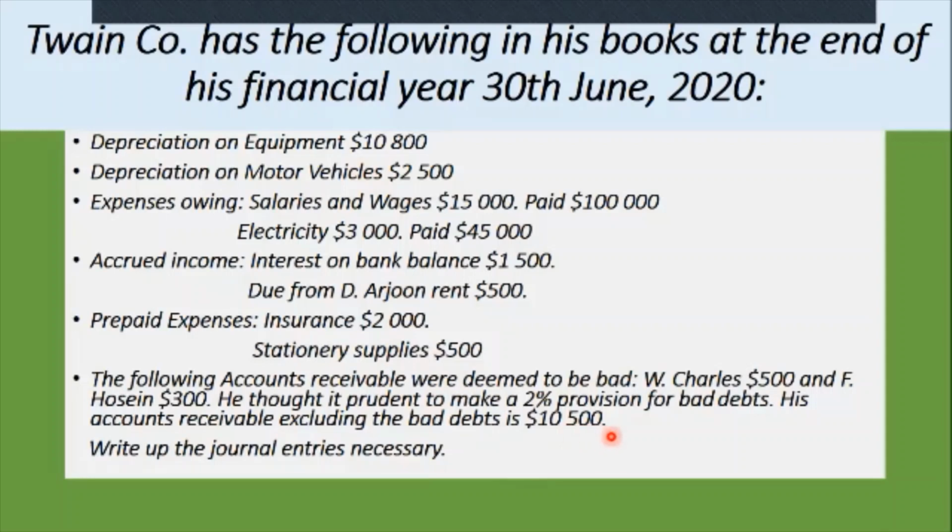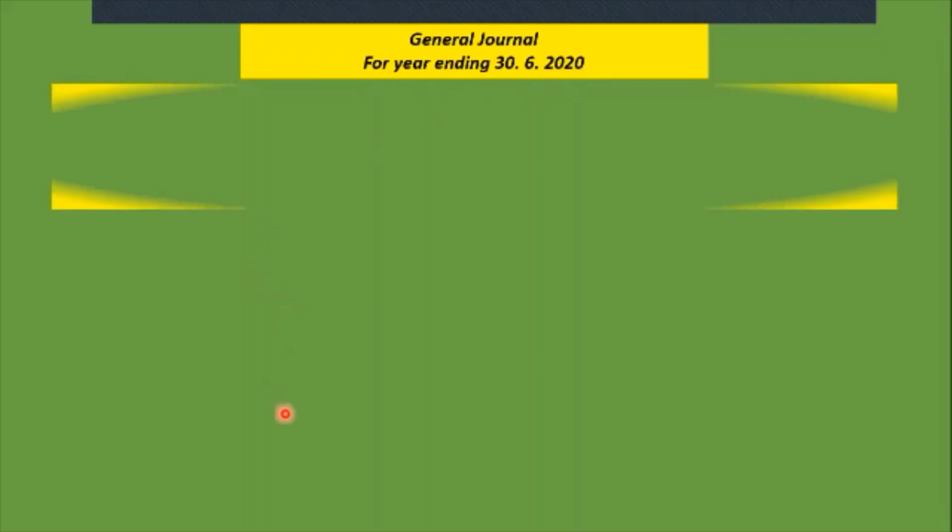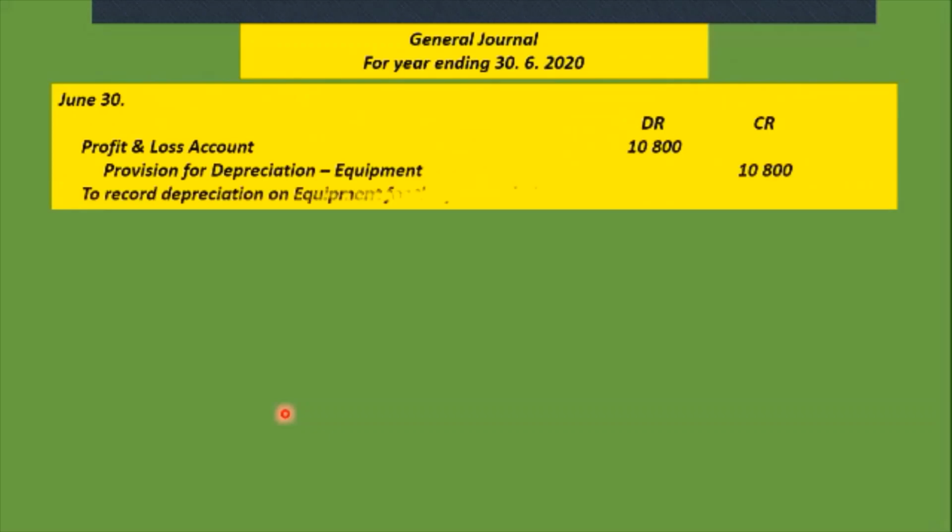Okay, so let's get into it. First, you head up properly: Twin Company General Journal for the year ending 30th of June 2020. And we make the first entry for the depreciation. We have the date. Profit and loss account is debited with 10,800, and provision for depreciation on equipment is credited with 10,800. Okay.